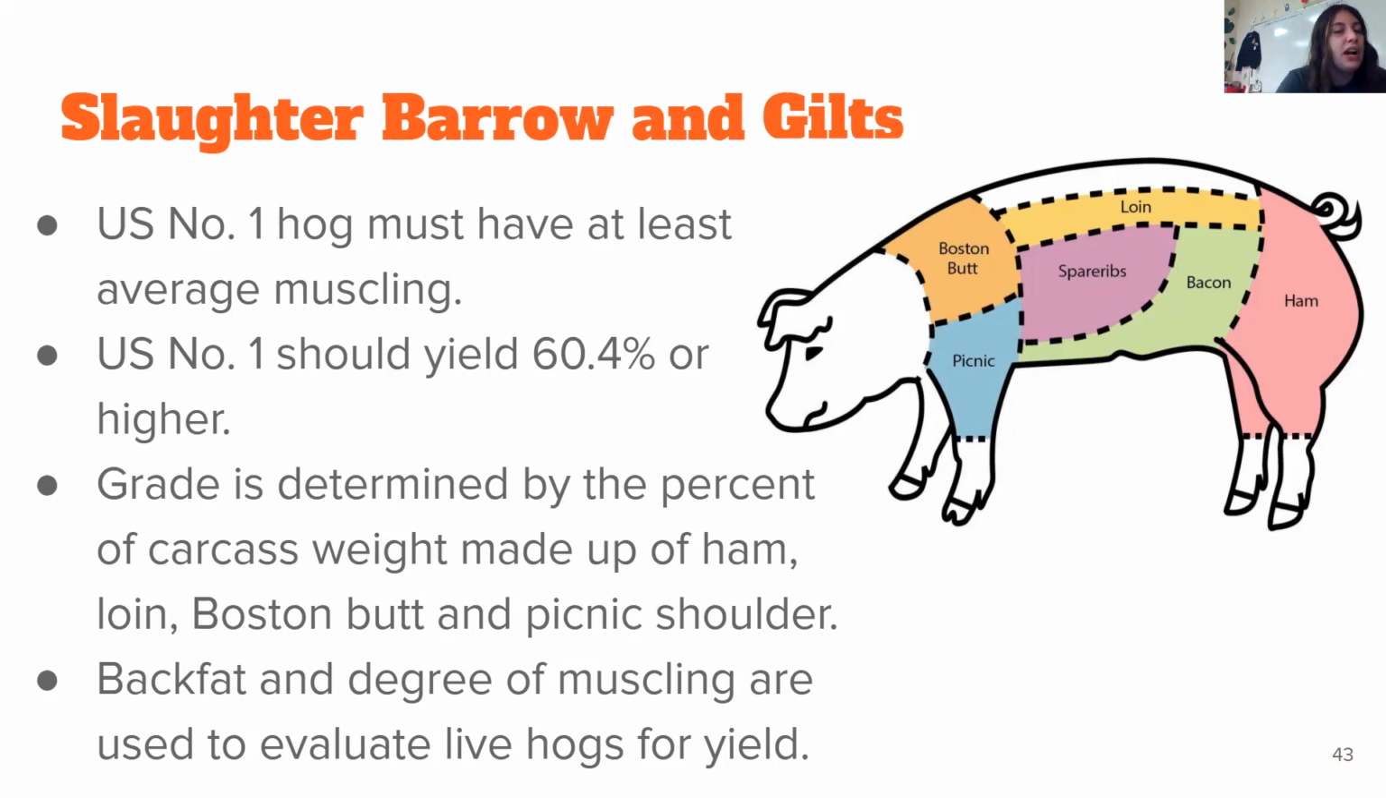When they're looking and trying to figure out the grade of a pig, they look at our major retail cut areas or wholesale cut areas: the ham, the loin, the Boston butt or Boston shoulder, and the picnic shoulder.